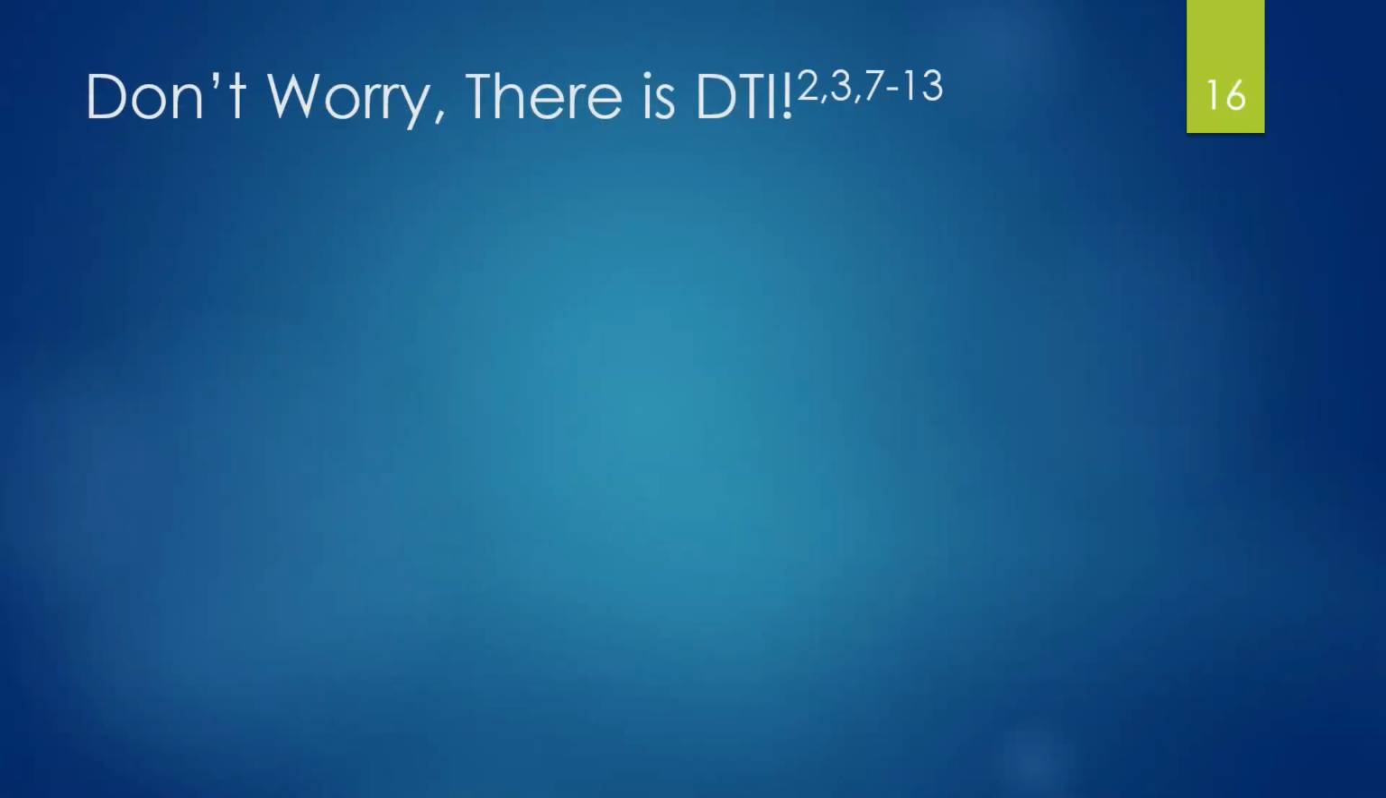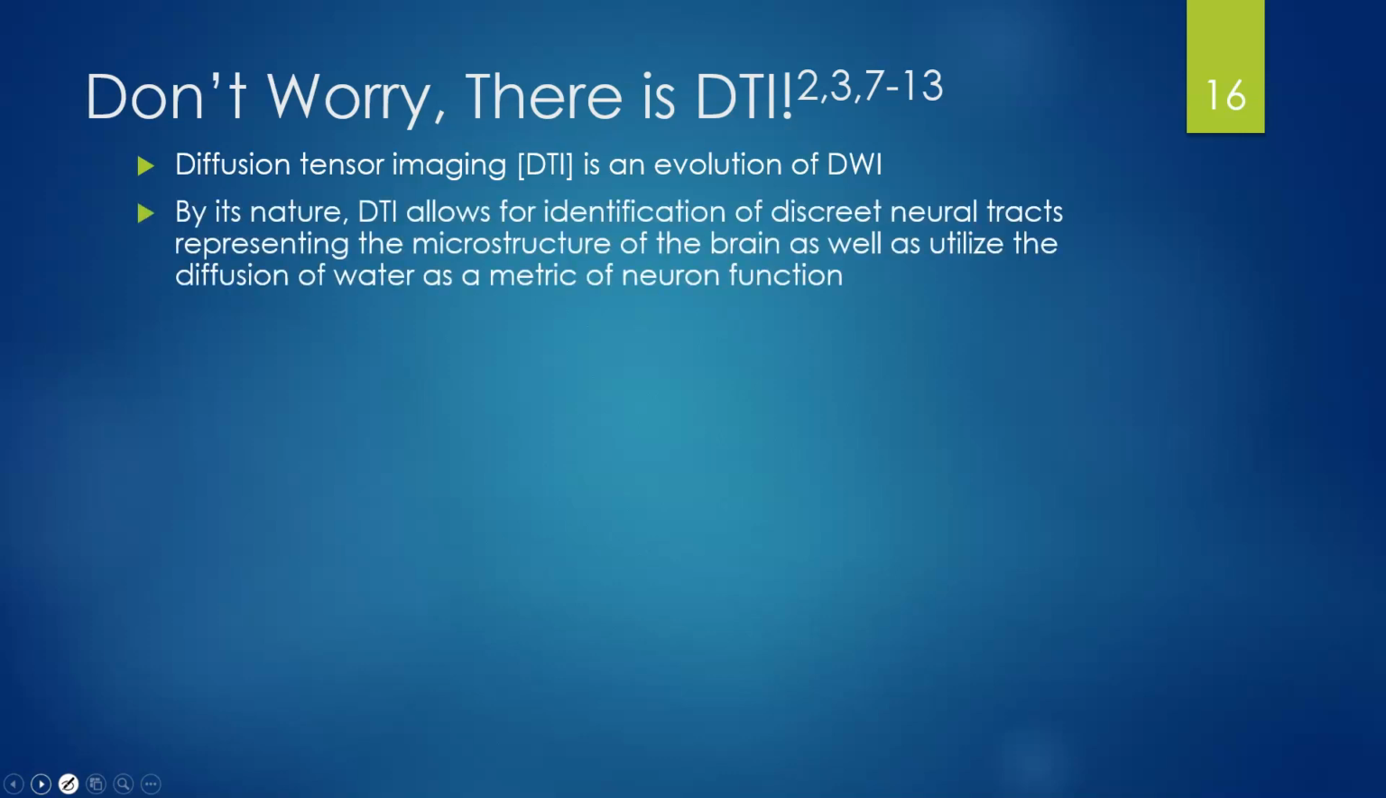But don't worry, there's DTI. So what do we mean by DTI? We've got diffusion tensor imaging, which was a next generation or a step forward in diffusion weighted imaging. By its very nature, DTI gives us the ability to look at individual neural tracts and therefore even get down into the true microstructure of the brain.